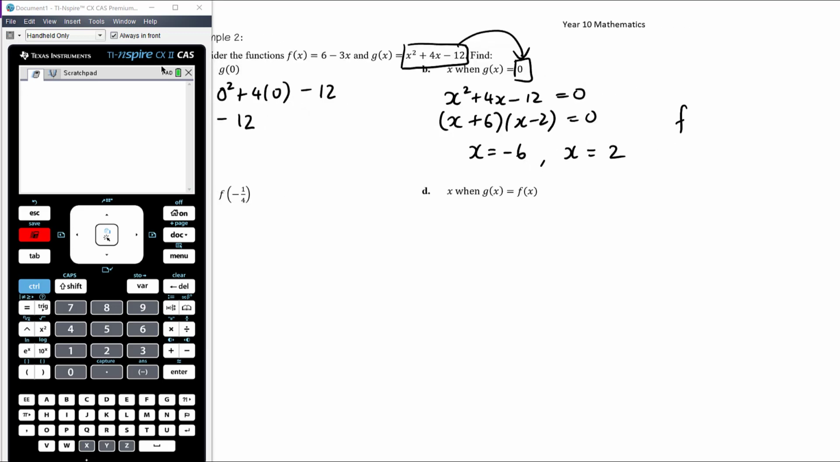So for that we could write that same information in a different way as g of negative 6 is equal to 0, g of 2 is also equal to 0. That's not what the question asks you to do. The question asks you to find x. Found x, make sure you answer the question.